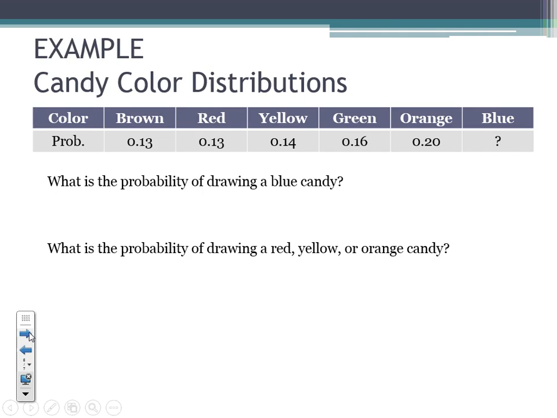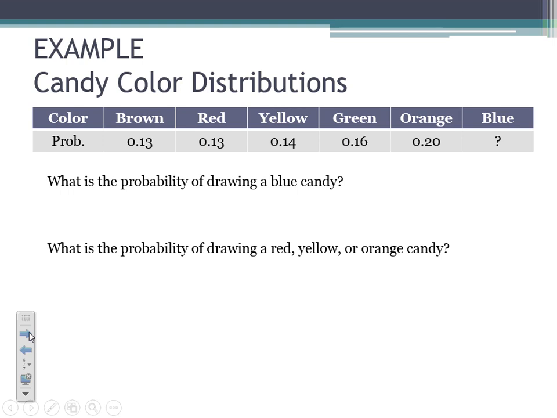So let's take a problem like this one. Let's say we were talking about M&Ms, and the distribution of colors in M&Ms. So if I had a bag of M&Ms and the probability that I reach into that bag and draw out any one of these colors is listed out on the table that you see here. So the question that we have to answer first is, what is the probability of drawing a blue candy? Now you might think, well, I have no idea. Well, we have enough information.